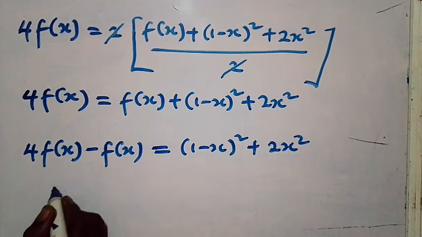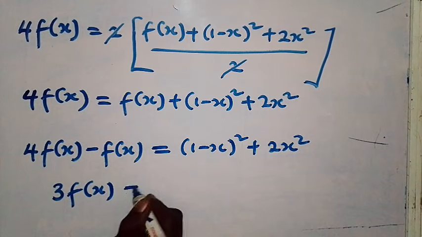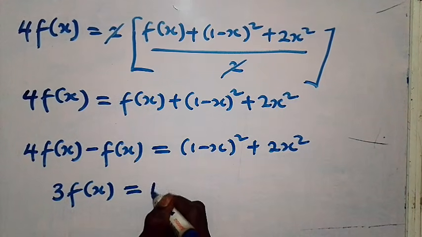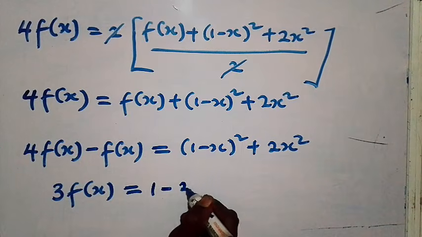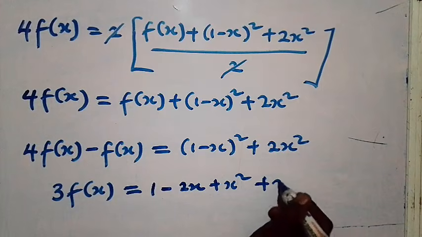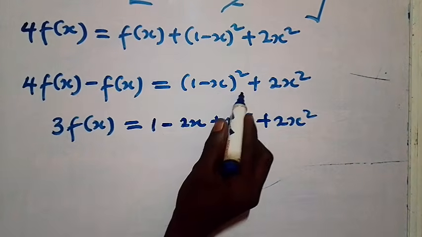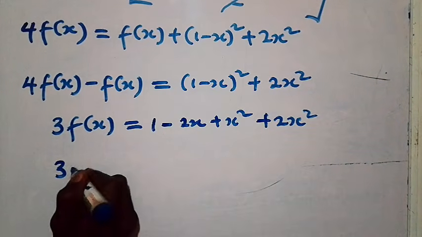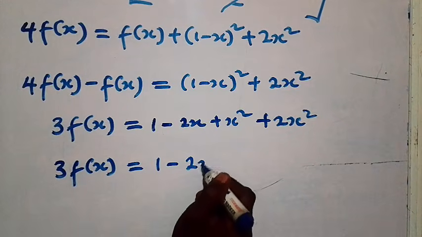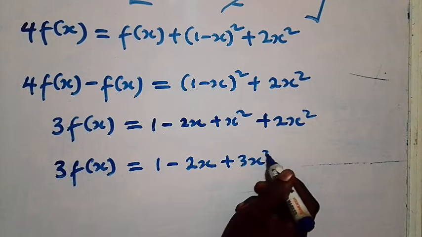4 minus this will give us 3 f of x equals, let's expand this square. This will give us 1 minus 2x plus x squared plus 2x squared. I've expanded 1 minus x squared. Then we have 3 f of x equals 1 minus 2x. x squared plus 2x squared will give us 3x squared.